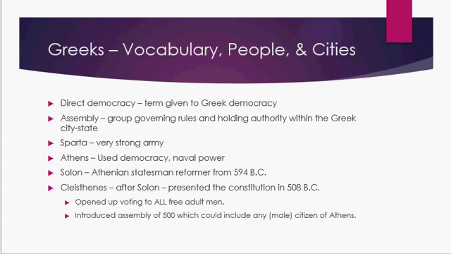Sparta was a city-state within Greece that had a very strong army. Athens used democracy, and they were very strong with their naval power. It's important to see the differences. Sparta is the one we think of, like with the movie The 300, "we are Sparta." And that's the one that's strong army. Those people worked very hard to have a very strong army.